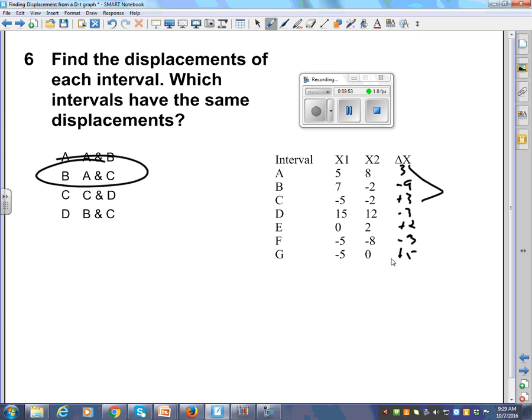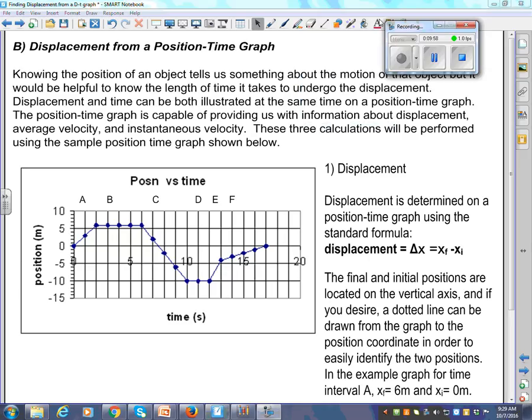Okay. So that is the general idea about displacement. Now we're going to take it to the next step. See how it builds, right? That's why it's so important to be here on time and be focused right from the start, because it's building.